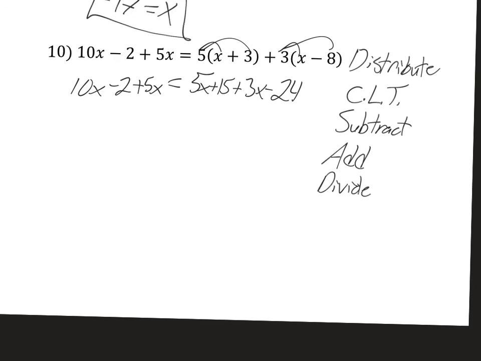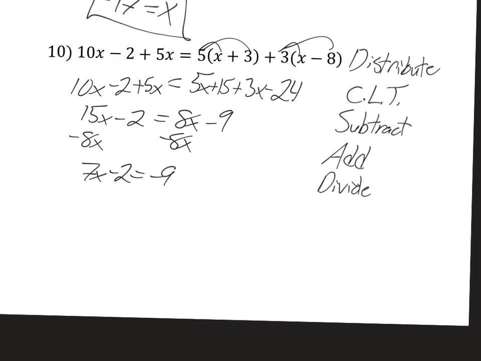Now we're going to combine like terms. So on the left side, we have 10x and 5x. So that is 15x minus 2 equals, on the right side, we have 5x and 3x. So that's 8x. 15 and negative 24 is negative 9. And then we're going to look at this. We're going to subtract the 8x from both sides. So that's going to give me 7x minus 2 equals negative 9.